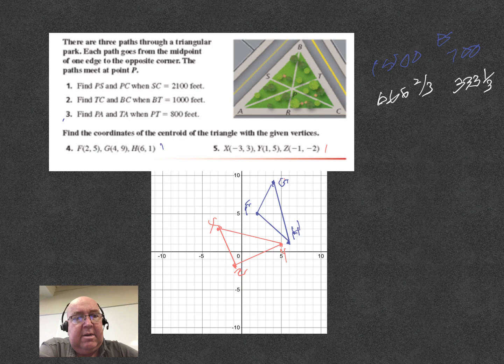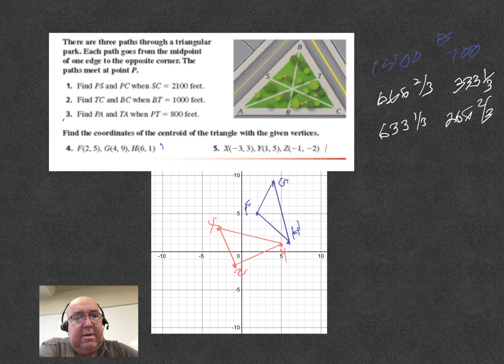800 times 2/3 is going to equal 533 and 1/3, and the short side is going to be equal to 266 and 2/3. So we're just multiplying by 2/3 to find the longer segment and 1/3 to find the shorter.